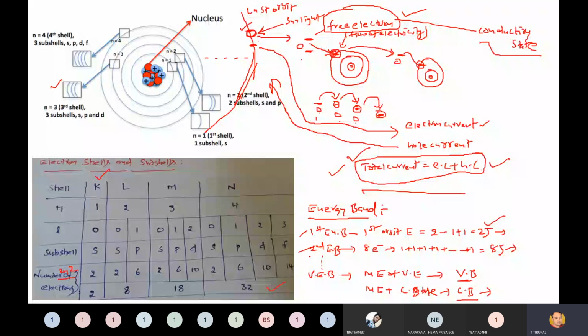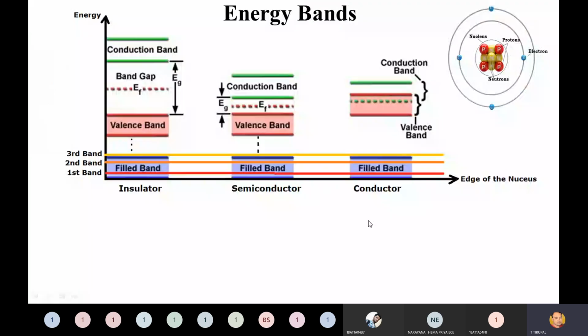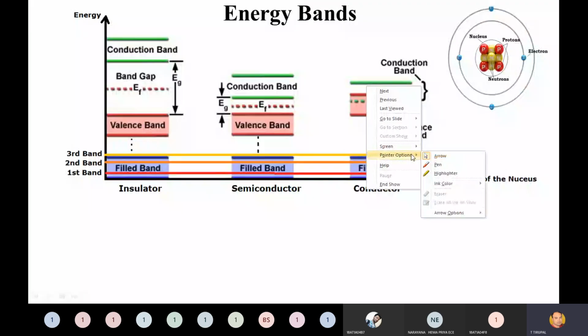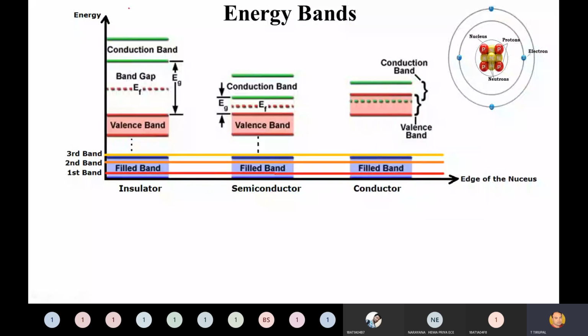Then now we'll be looking at these energy bands like this here. So here what I am doing is I am taking on the x-axis the edge of the nucleus, and on the y-axis I am taking energy. Now if I take this one as x-axis and this one as y-axis, this is a starting point of 0, edge of the nucleus. Energy 0 joules, because energy is always represented in joules, right?